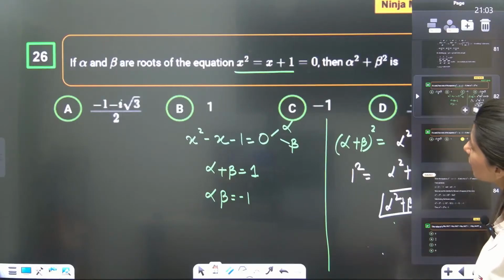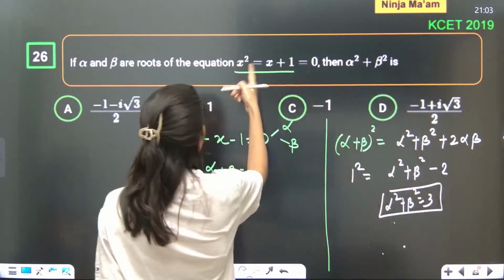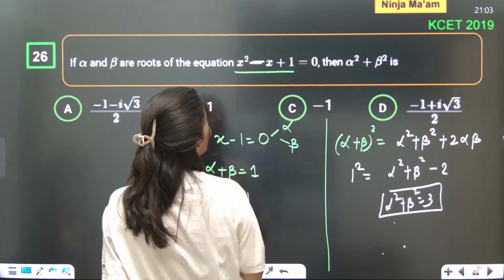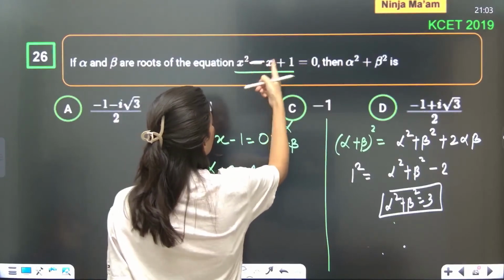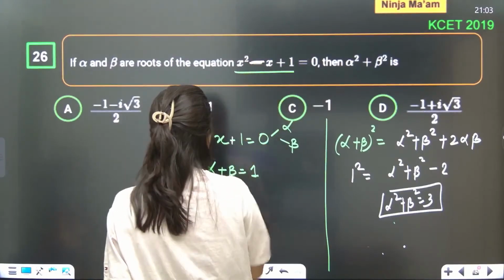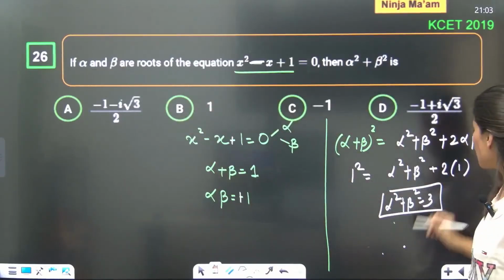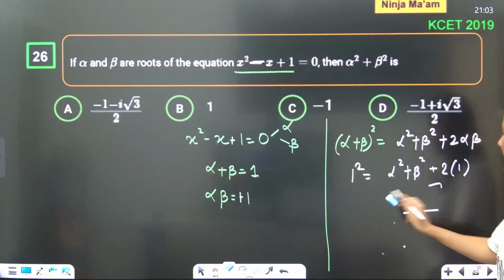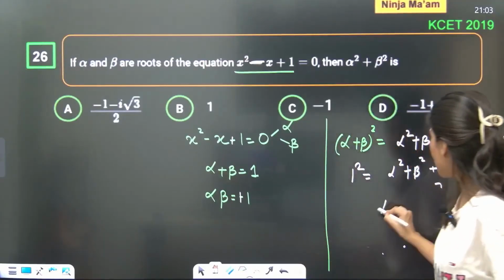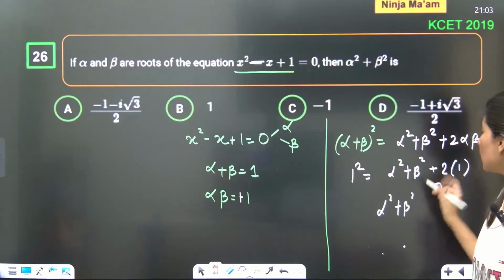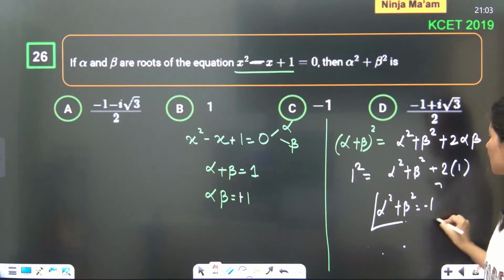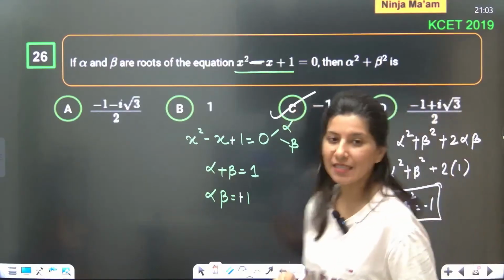Okay, so oops. This is x square minus x plus 1. See, x square minus x, this is not an equal sign, so this is plus 1. So alpha beta is nothing but plus 1. Now your answer will be what, everybody in the chat box? Alpha square plus beta square is nothing but 1 minus 2, which is minus 1. So the correct answer is option C.